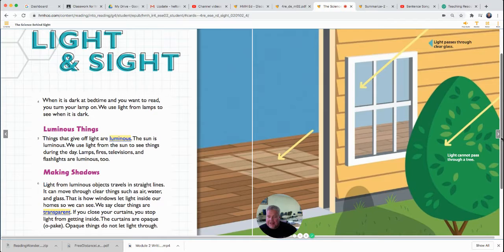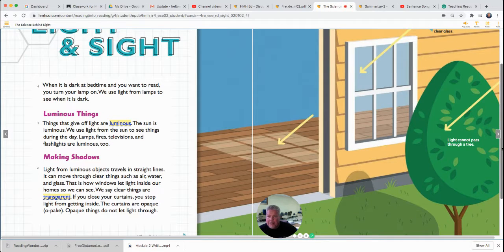Light and sight. When it is dark at bedtime and you want to read, you turn your lamp on. We use light from lamps to see when it is dark. Luminous things, there's one of our words. Things that give off light are luminous. Look at the context clue there. It tells us the definition in the sentence, doesn't it? Things that give off light are luminous.